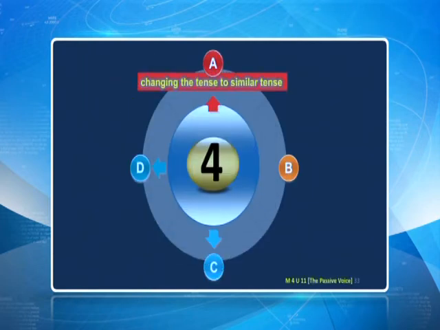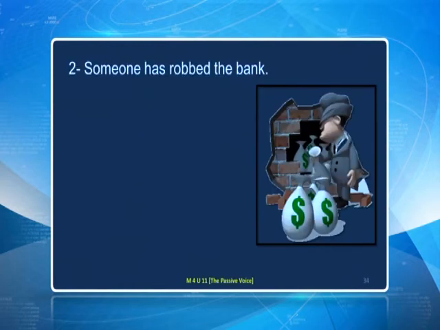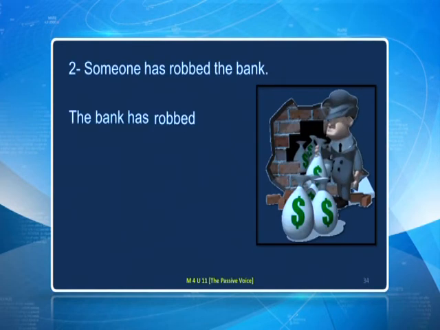The second common mistake that some of you may commit is the following: forgetting about the verb to be in the passive sentence. Someone has robbed the bank. Some of you may say, the bank has robbed, which is not correct.